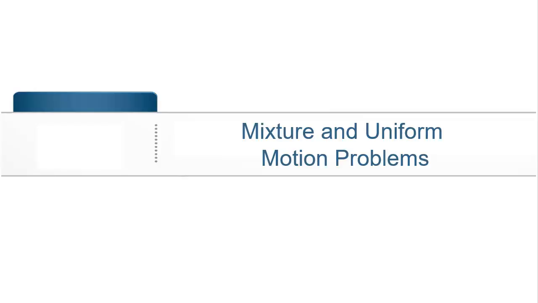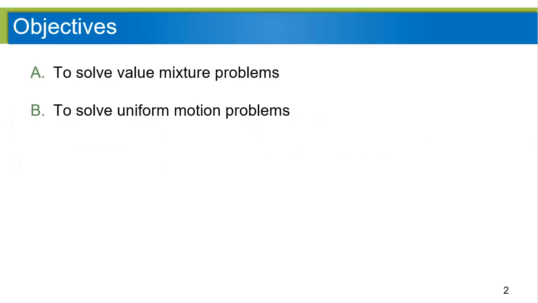Welcome to our discussion on mixture and uniform motion problems, two of the most commonly used families of word problems. If you can understand how to recognize a mixture problem in all of its various forms and how to recognize uniform motion problems in all of its various forms, you'll figure out that you can solve all of them in basically the same way, and it makes it a lot easier. You don't have to fear these word problems so much. Of course, those are our two objectives, mixture and uniform motion.